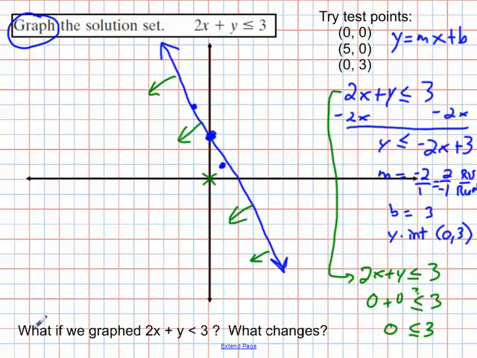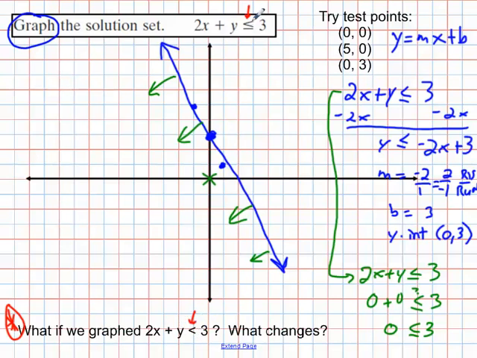So it kind of begs the question as well down here. What if we graphed 2x plus y is less than 3? Because here we graphed 2x plus y is less than or equal to 3. So the only difference is less than or equal to 3 or less than 3. The only difference is this has a less than sign, this has a less than or equal to sign.